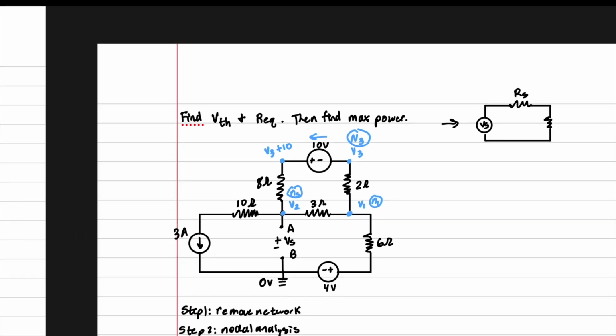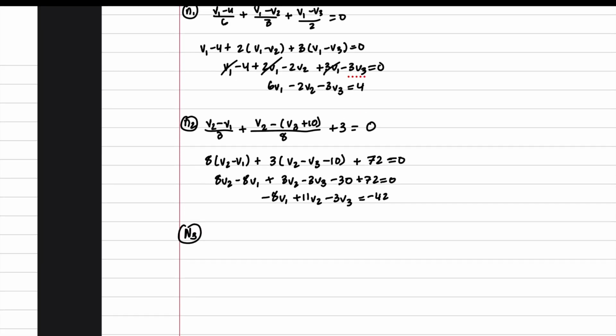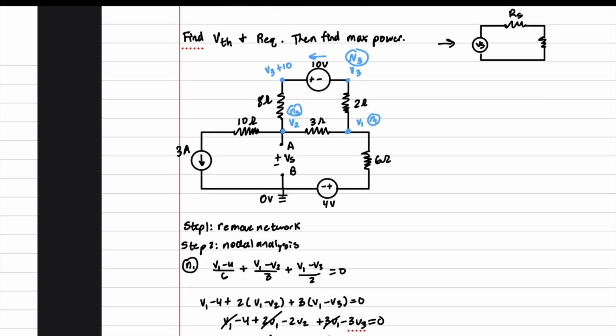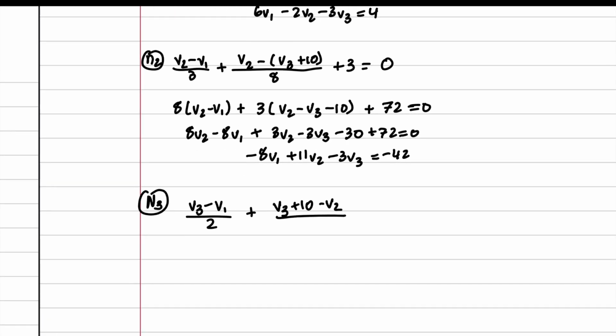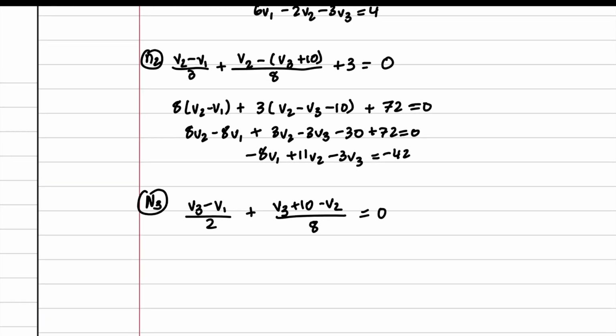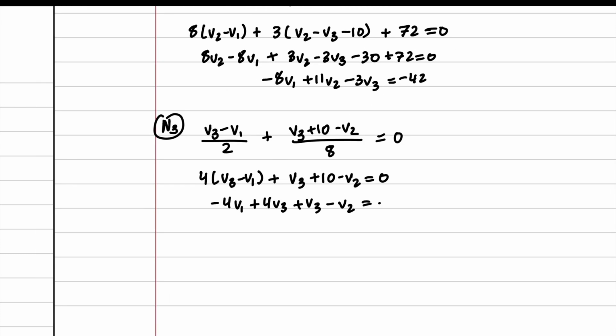So we are going to have V3 minus V1 over, I believe it's 2 ohms, yes, 2, plus V3 plus 10 minus V2 over 8 equals 0. We're going to multiply it out by 8. Okay, and we get negative 4V1 minus V2 plus 5V3 equals negative 10.